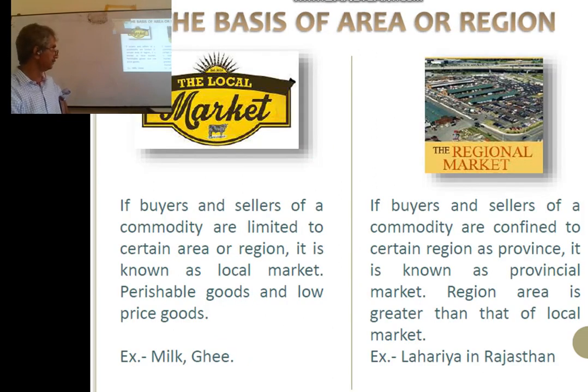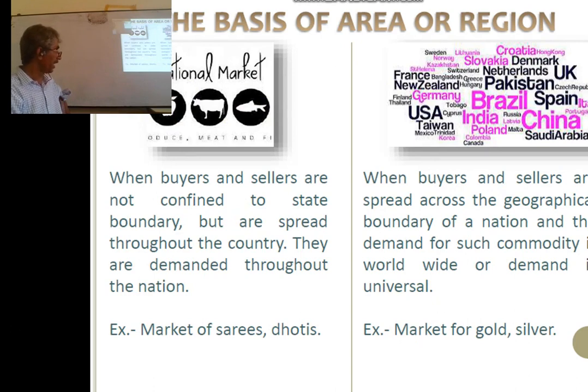On the basis of area or region, if buyers and sellers of a commodity are limited to a certain area or region, it is known as a local market. These types of markets are especially for perishable goods. If the buyers and sellers of a commodity are confined to a certain region, a province, it is known as a provincial market. So there are different markets on the basis of the area. When buyers and sellers are not confined to state boundaries but are spread throughout the country, and the goods are demanded throughout the nation, just like saris and various others, gold, silver.